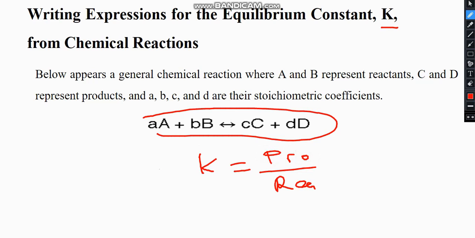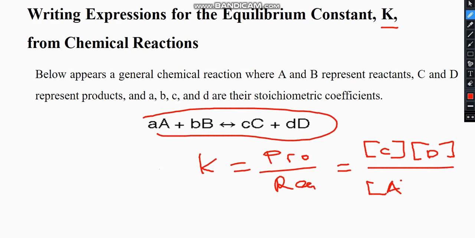Now, what are the products that we have there? The products that we have are the product C, that is capital letter C. We also have the product of capital letter D. Then we are going to divide this by capital letter A and capital letter B. So after we do this, we have made the first step when it comes to writing this equilibrium constant.